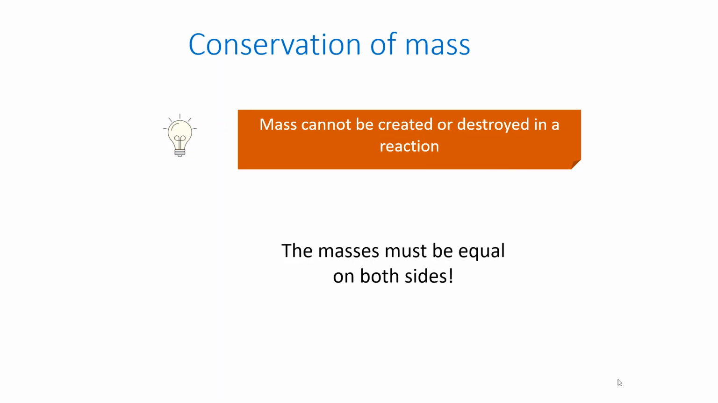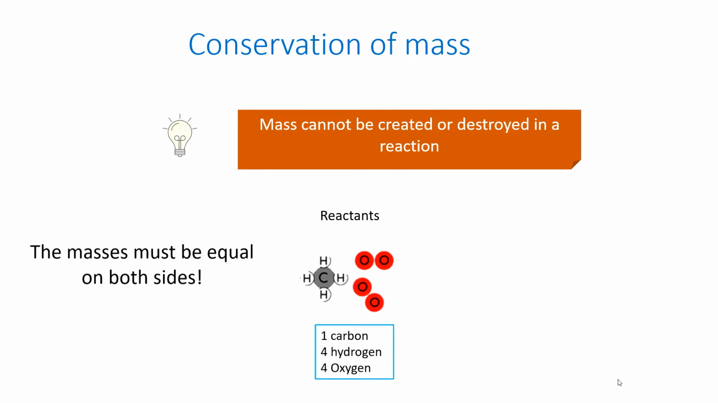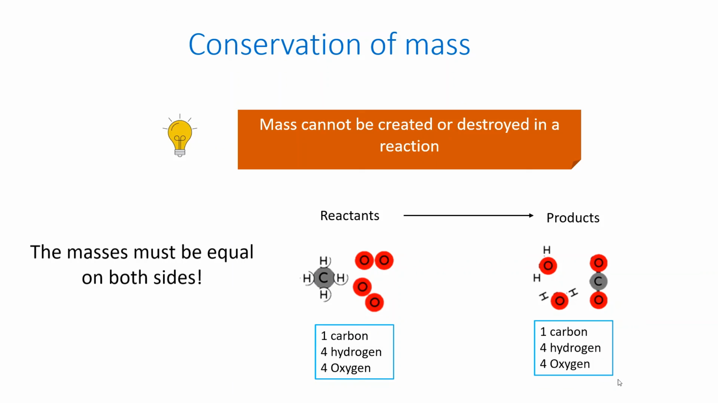And also the masses must be equal on both sides. So if we have a reaction, the reactants, here we have 1 carbon, 4 hydrogen and 4 oxygen. If it goes through a reaction and forms the products, we'll have the same amount of atoms, so 1 carbon, 4 hydrogen and 4 oxygen. It's just rearranged differently.